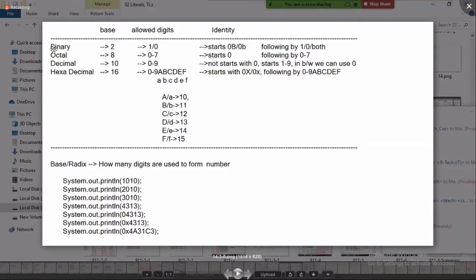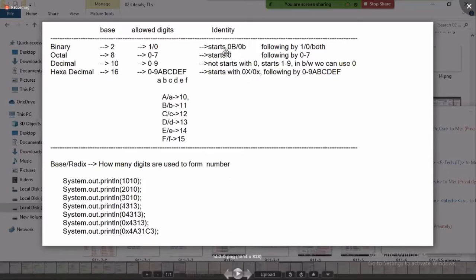Look here. A binary literal should start with 0B or 0b. An octal literal should start with 0. A decimal literal should not start with 0. A hexadecimal literal starts with 0X or 0x. After 0b, the allowed digits are only 1 and 0.